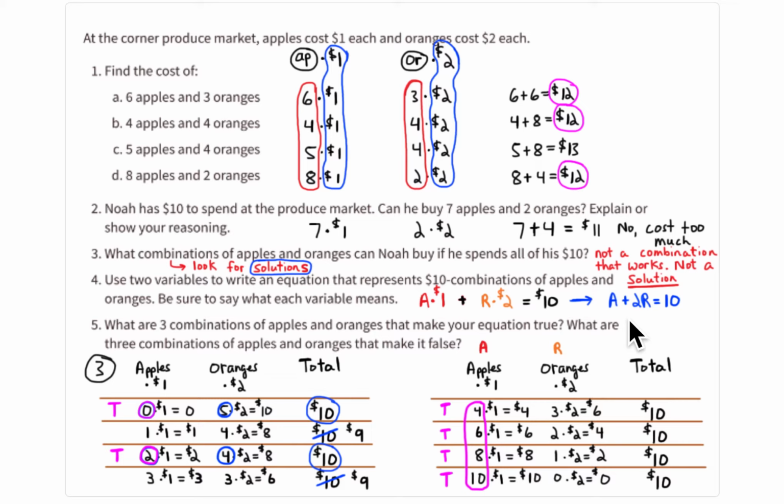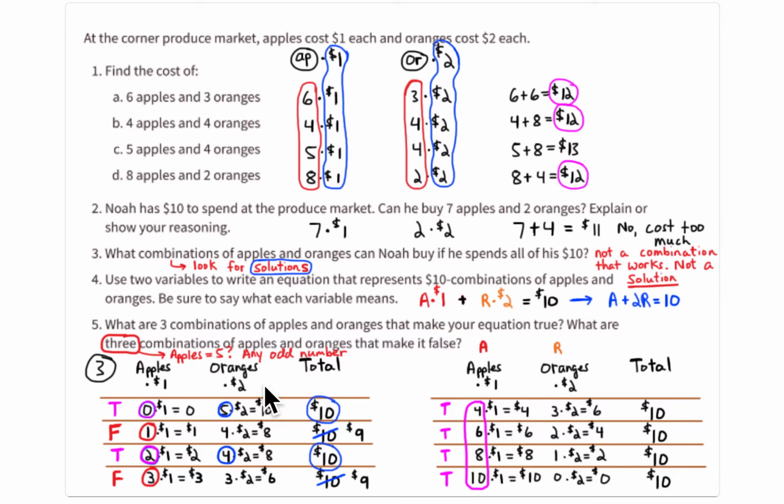So the equation then becomes A, the number of apples, plus 2R, where R is the number of oranges. And we're using R so you don't get mixed up with the O and the 0. So the number of apples plus 2 times the number of oranges is going to equal $10. $2 per orange, so the cost is 2 times the number of oranges. The cost of the apples is the number of apples, since it's $1 per apple.